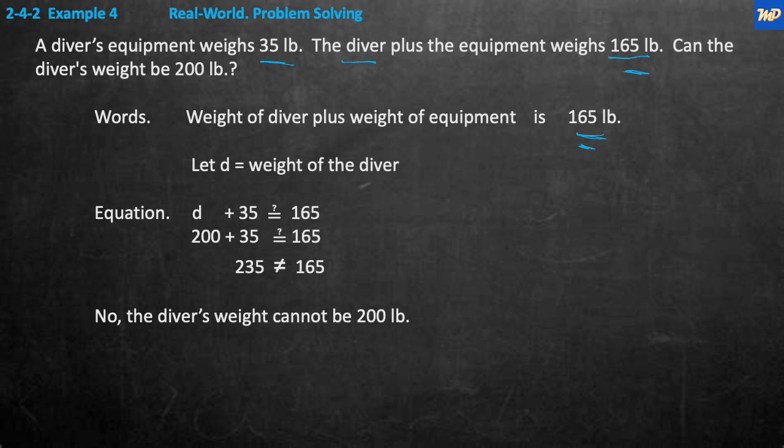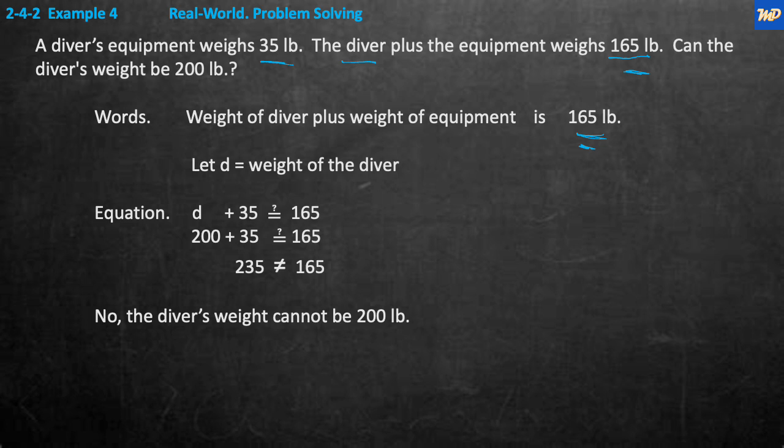165 pounds right here. So we're going to let D be the weight of the diver because we don't know what the weight of the diver is. That's the one thing that's not given. We know the final weight. We know the weight of the equipment. We don't know the weight of the diver. So we're going to let D be the variable. What could the weight be? We're trying to figure that out. So now the equation: D, the diver's weight, plus 35 pounds, the equipment's weight, is equal to 165 pounds.